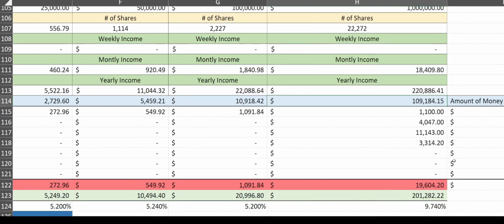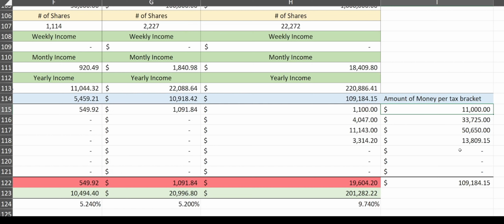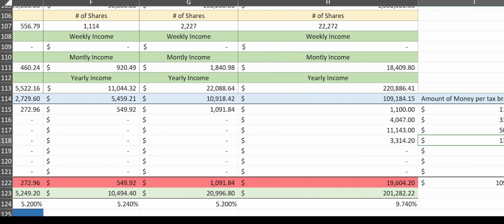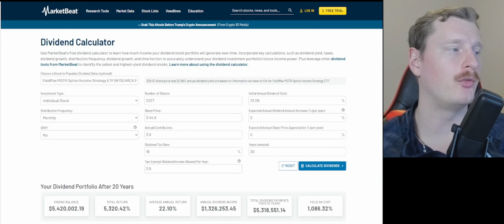$109,184.15, right? We're going to look at the different amounts of taxes, right? This hits 4 different tax brackets. And this is the amount of money that's going to be taxed at 10%, 12%, 22, 24, I think. Yep, 24%. And for a $1 million investment into MSTY, you're only going to have to pay taxes on $19,604.20.